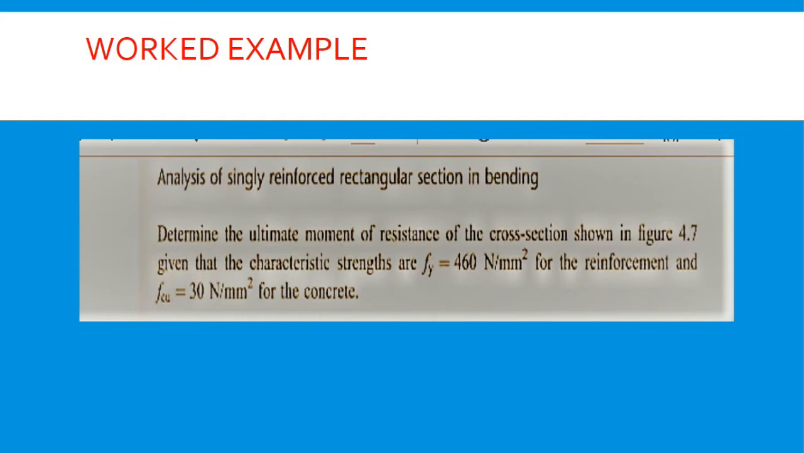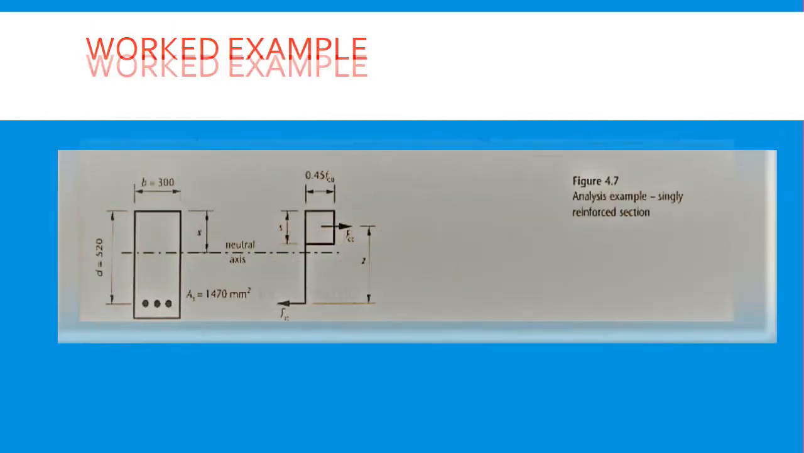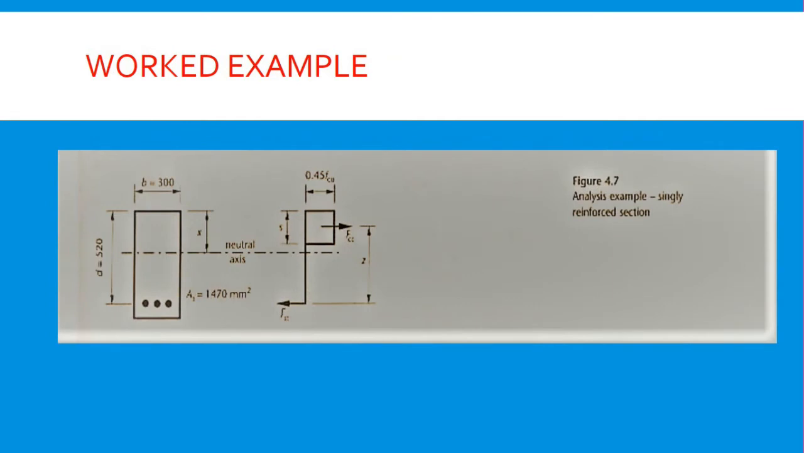Given that the strengths, Fy, is 460 Newtons per millimeter square for the reinforcement, and FCU is 30 Newtons per millimeter square for the concrete. These are the characteristic strengths. Here we have the rectangular section, and this is the reinforcement. We have the distance from the top to the position of the reinforcement.